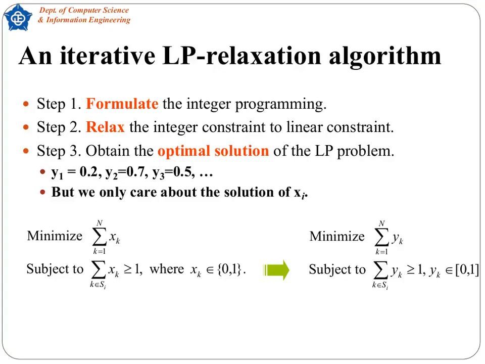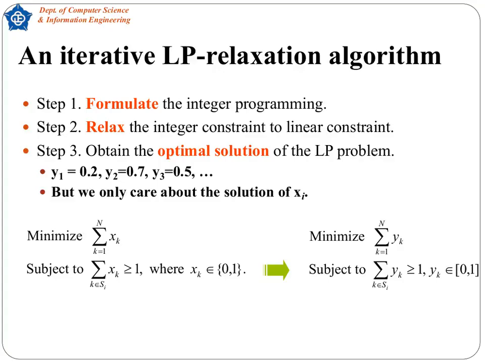Although the LP returns these fractional values, our ultimate goal remains recovering the original integer variables x element of 0, 1. By laying the two formulations side by side, it's easy to see how the binary constraint x element of 0, 1 is replaced by the linear bound y element of 0, 1, while the core objective and coverage requirements stay exactly the same.